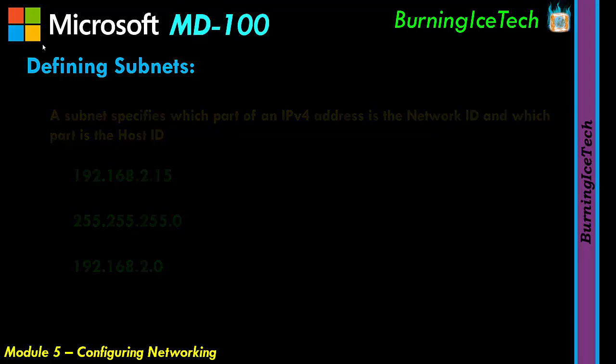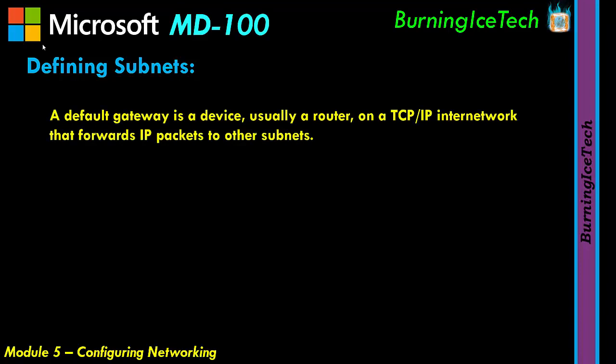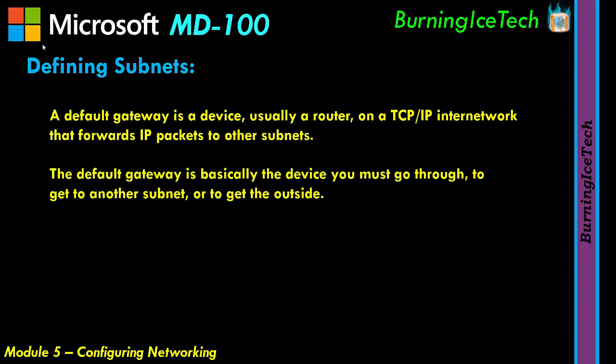Now, also speaking about defining subnets, something that I've already explained to you guys, just to sound like a broken record, a default gateway is a device, which is usually a router, but it could possibly be a firewall as well, on a TCP/IP network that forwards IP packets to other subnets. Generally it forwards to other subnets, but it's not limited to that. This can also be to forward your packets to the outside world, being the internet. So the default gateway is basically the device you must go through to get to another subnet or the outside world. And we know in most cases it's going to be the outside world, of course.